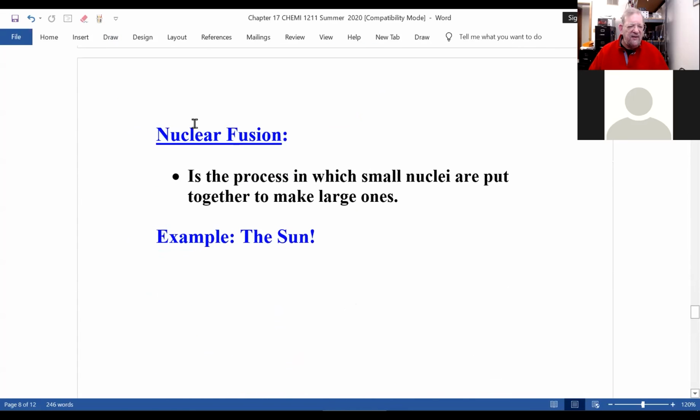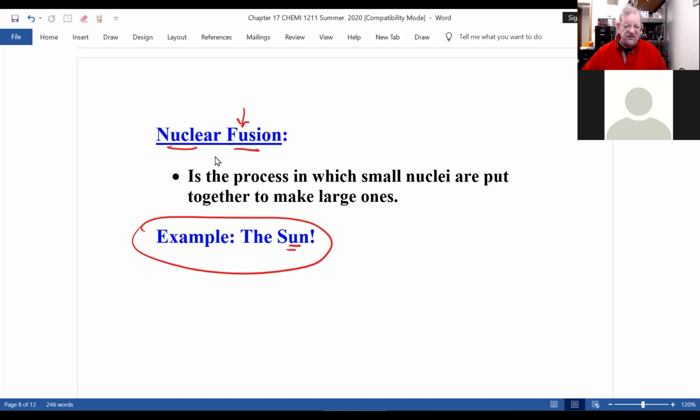Now, the other type of nuclear reaction is nuclear fusion. And here, that U gives it away. Fusion. Why? Because that's how the sun makes energy. It undergoes on the surface or underneath the sun. You have nuclear fusion going on. And what is this? This is the process in which nuclei are put together to make larger ones. And hydrogen plus hydrogen are slammed together to make helium plus lots of energy.